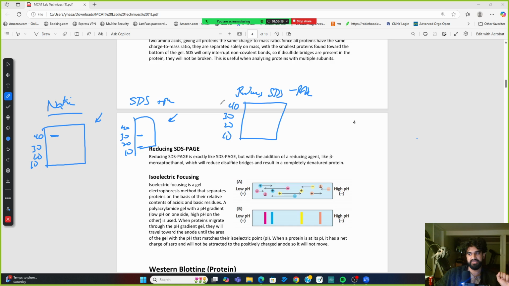But then watch this. Here's your band at 10, and here's a thicker band at what? At what? 15. So why'd the band get thick at 15? What's going on? So let's call this the alpha subunit. And let's call this the beta subunit. Well, what's 15 plus 15? 15 plus 15 is 30.